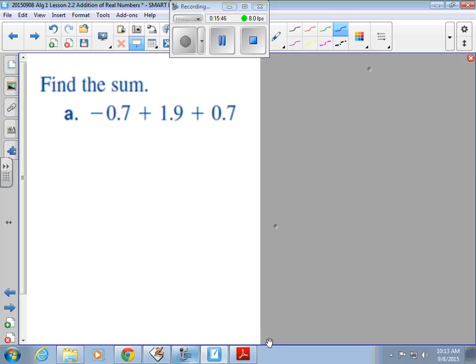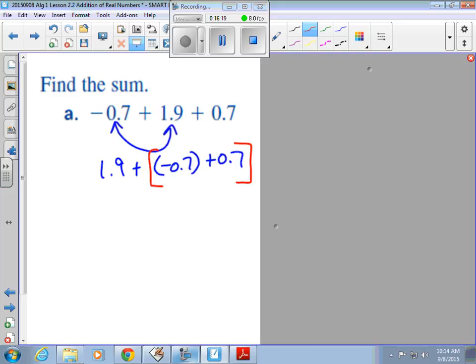Okay, we've got negative 0.7 plus 1.9 plus positive 0.7. The commutative property says that we can move any of this around. This can move to here, and that can move to there. So 1.9 plus negative 0.7 plus 0.7. All we did was commute those two around. The associative property says that instead of adding 1.9 and 0.7, we can group those two together.